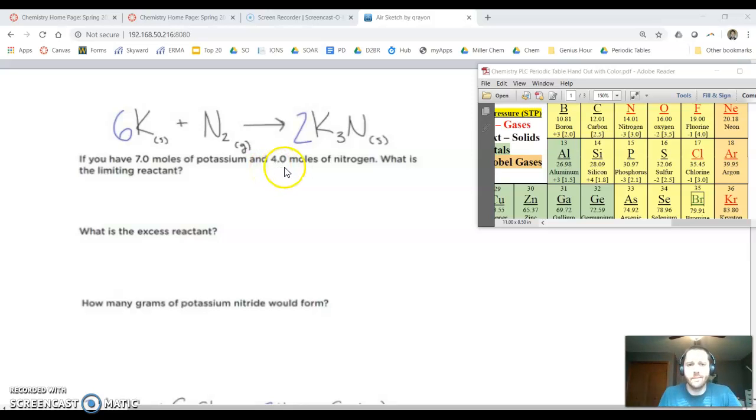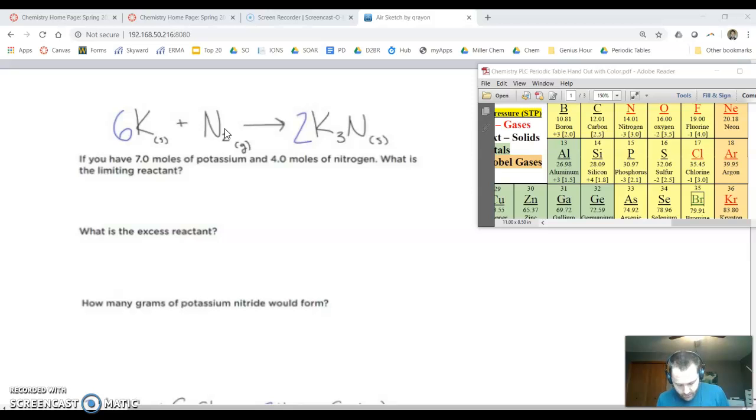What happens a lot of times is students just think, oh, there's only 4 moles of nitrogen, so therefore that's the limiter. Well, keep in mind, we actually need 6 potassiums for every 1 nitrogen. It's kind of like if you made a grilled cheese sandwich. You could have 5 slices of bread, 3 pieces of cheese. But the bread is actually your limiter because in order to use up all 3 slices of cheese, you would actually need 6 slices of bread, but you only have 5. So keep that in mind as we're thinking through this.